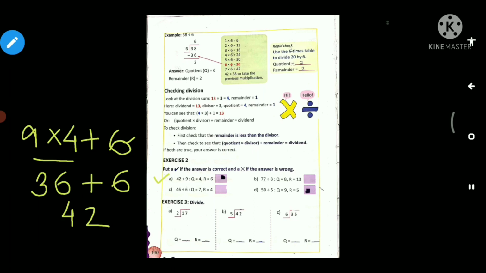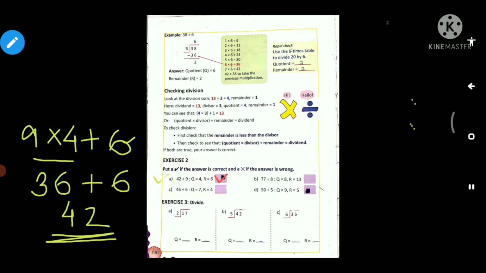42, right? So as you can see, we got our dividend, that is 42. So that means our answer is correct. So this answer is what? Correct. So we'll give a tick mark. So like this we'll give a tick mark.